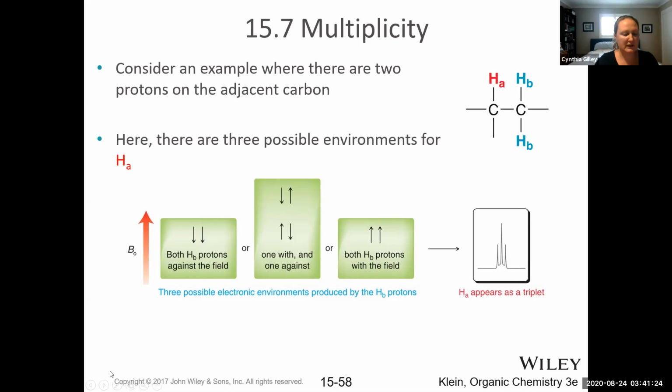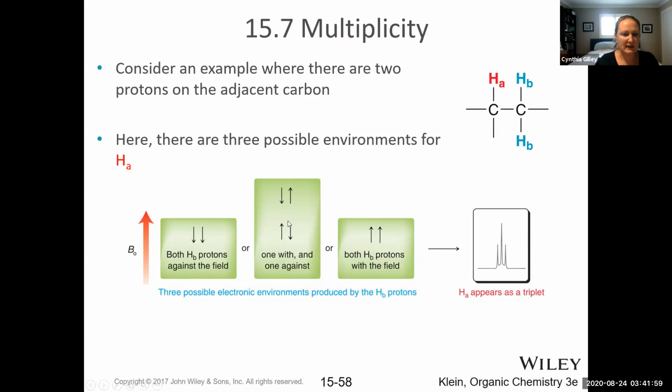So what are the probabilities? Well, there's the probability that they're both aligned against, and then there's the probability that they're both aligned with. And in the middle is the probability that one of them is aligned with and one against. Since there are two of them, we can have with and against or against and with. So there's basically four possibilities for the combination of the two magnets in HB and their effect on HA. So that creates a 1 to 2 to 1 ratio of signals.